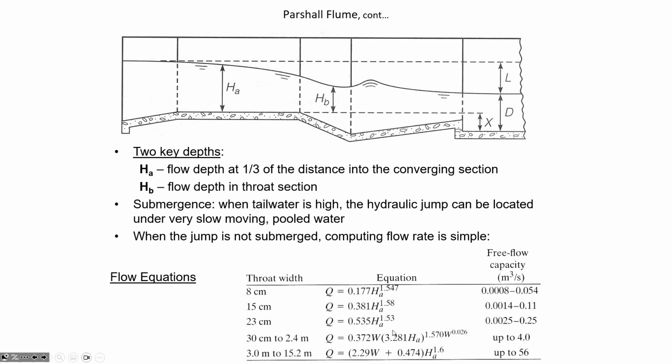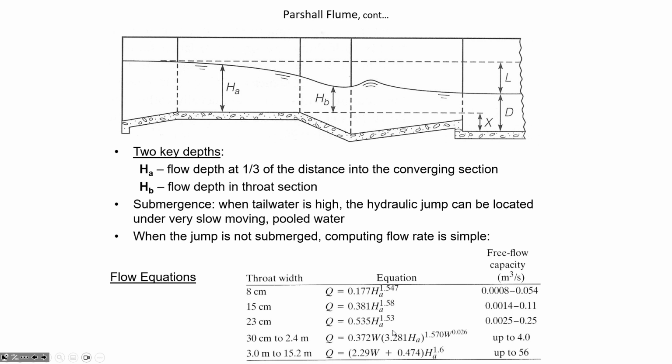So the empirical equation for a throat width of 0.6, the equation that we're using, is Q equals 0.372 times the width of the throat, W, times 3.281 H sub A, and that's to the power of 1.570 times W, and then W is to the power of 0.026. So we've got an exponent to an exponent, basically, in this empirical equation.